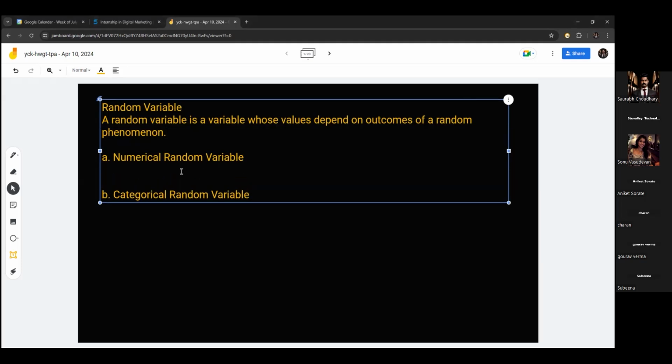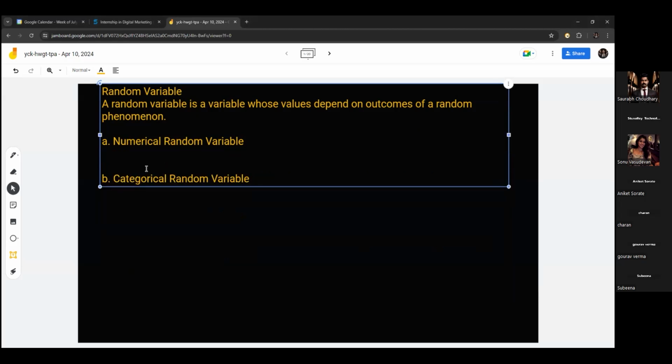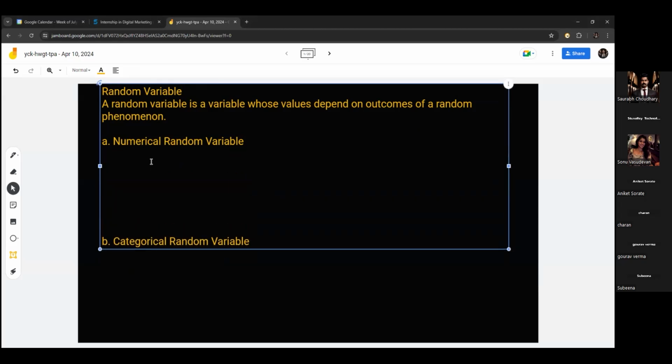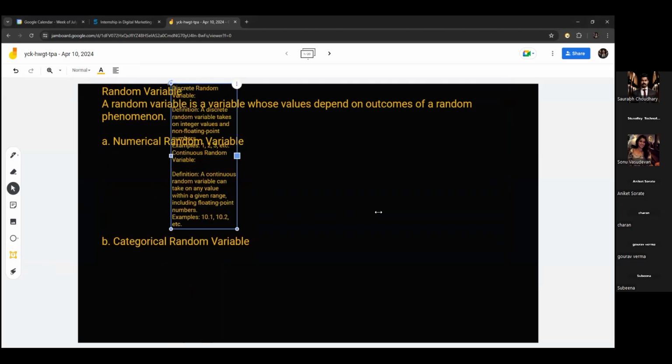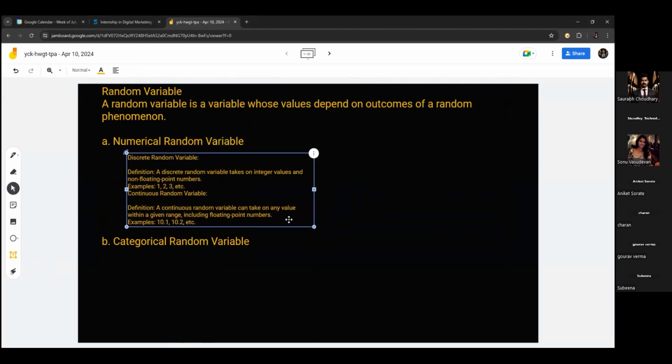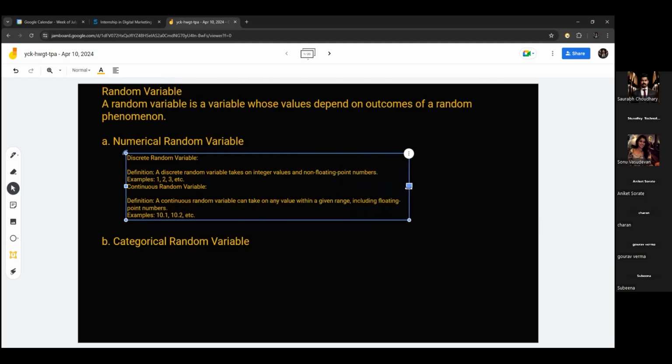Within the numerical random variable we have two types. The first is the discrete random variable, and the second type is continuous.